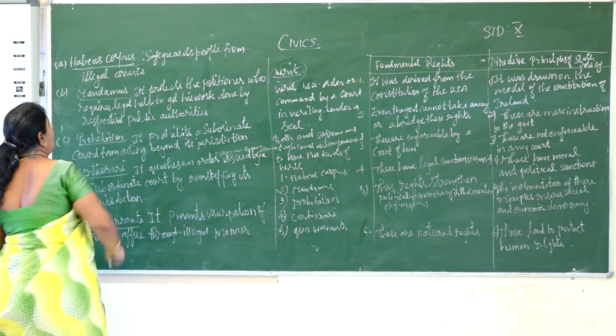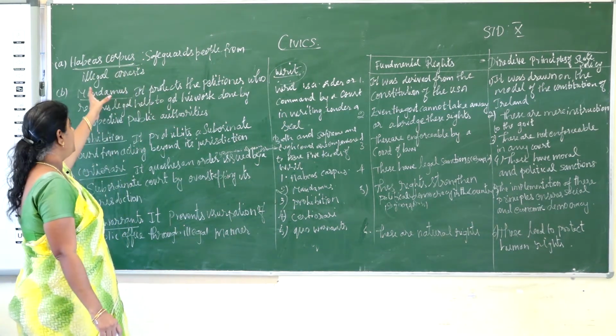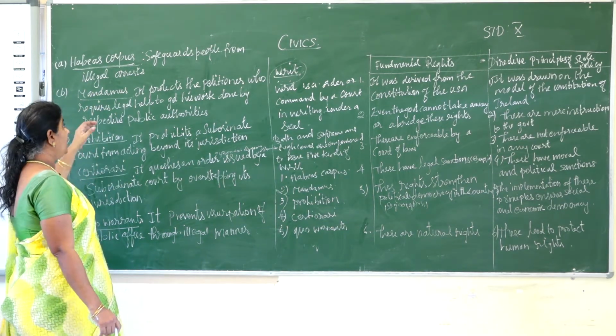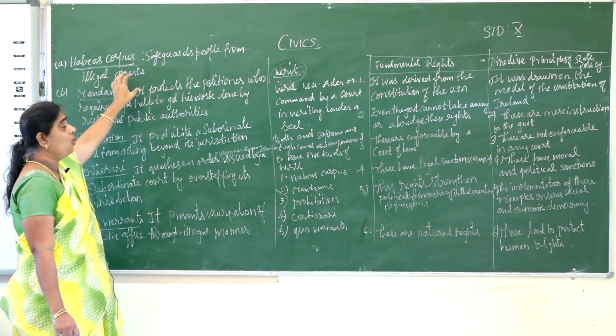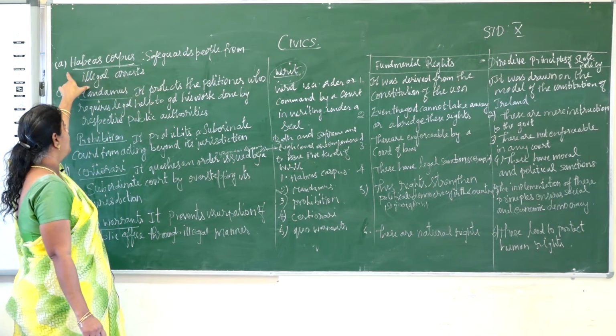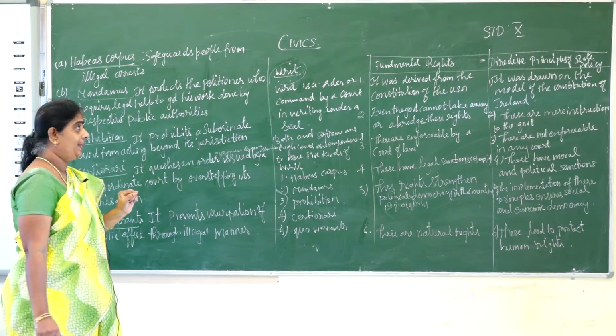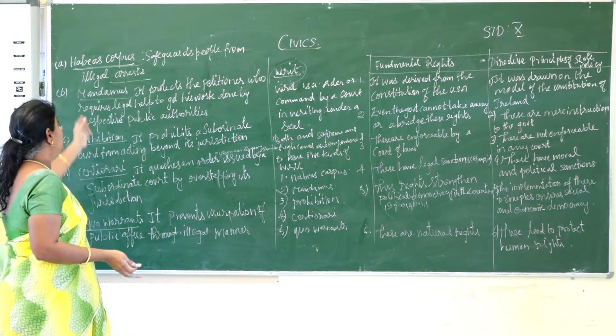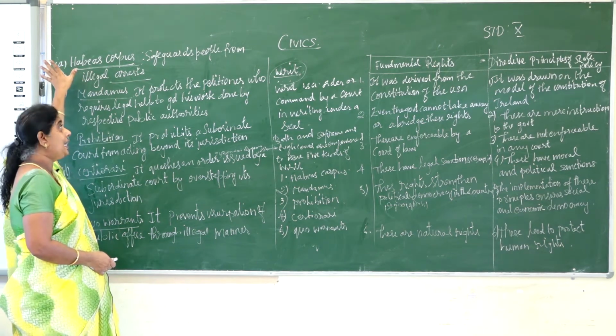First one is habeas corpus. What is habeas corpus? It safeguards people from illegal arrest. If anybody is arrested illegally, this writ, habeas corpus, helps to safeguard them.